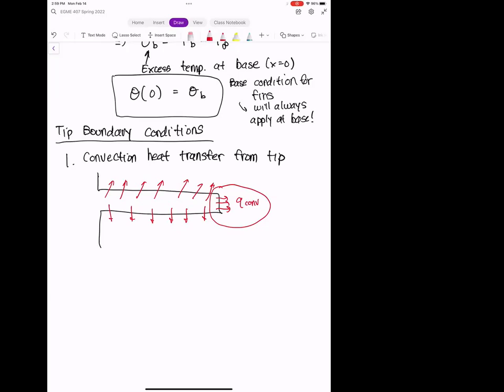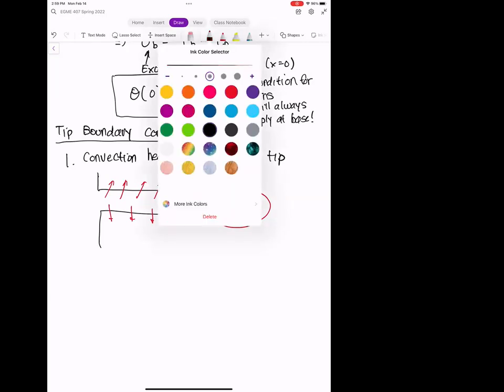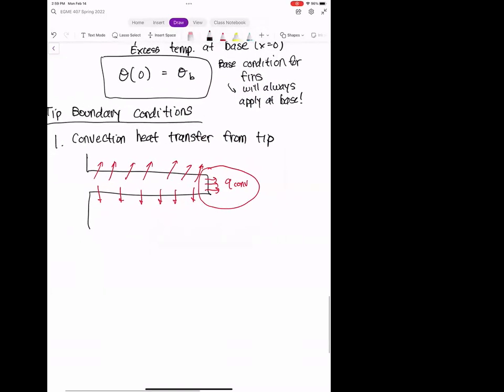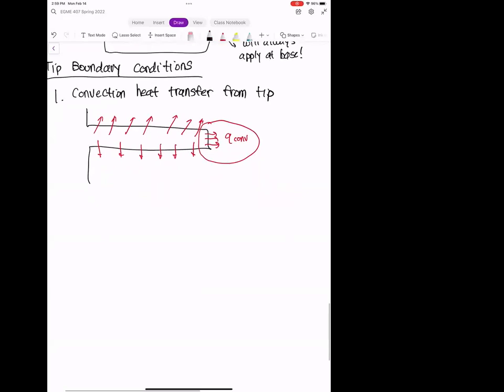Intuitively, I think this is the one that makes the most physical sense to everyone, because we already have convection heat transfer off the lateral surface, and so it only makes sense that we have convection heat transfer out of the tip as well. But mathematically, this is the most complicated one. We're not going to go through the details of this one, but I will show you how to set it up in case you are curious.